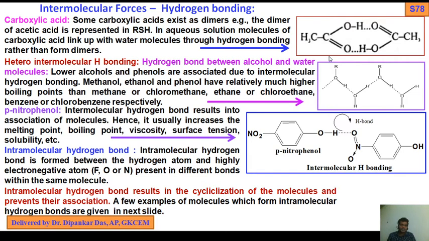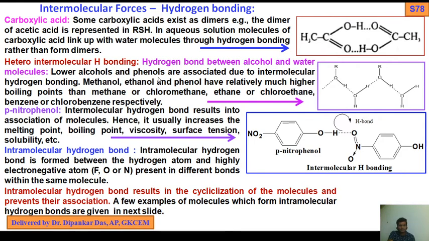Now, hetero-intermolecular hydrogen bonding. Hydrogen bond between alcohol and water: water H2O, alcohol CH3OH, C2H5OH, or you can say ROH, alcohol. Lower alcohols and phenols are associated due to intermolecular hydrogen bonding.